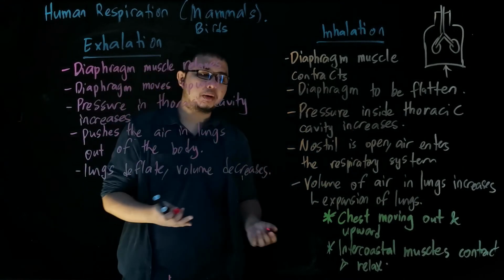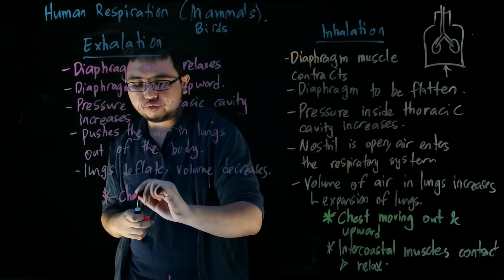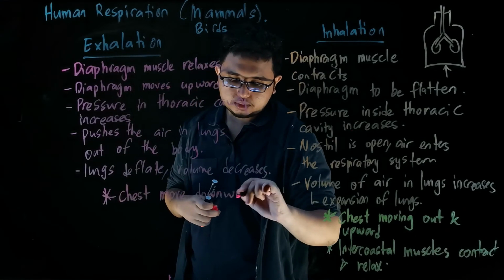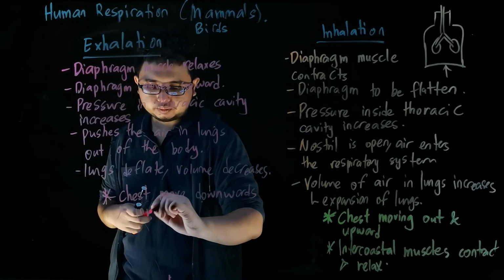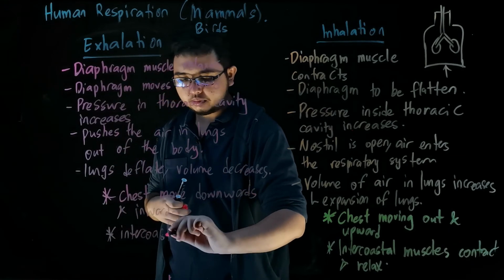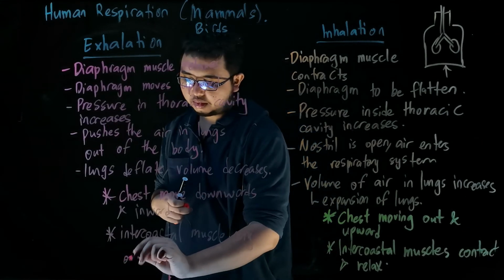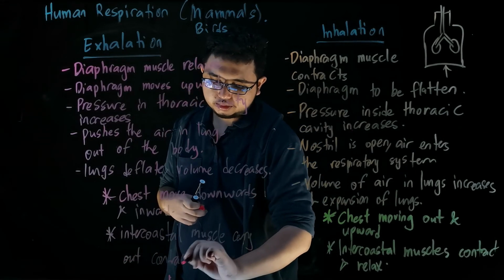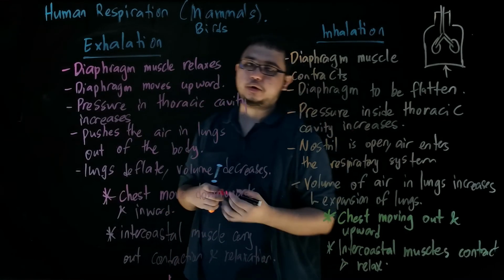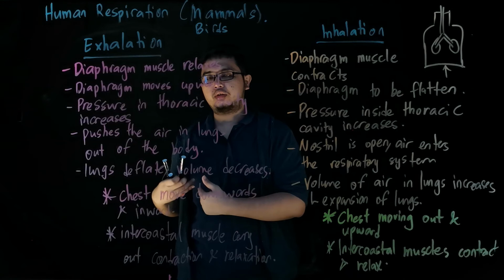Here, the same thing is happening. The chest, instead of moving upward and outward, moves downward and inward. And your intercostal muscle will carry out contraction and relaxation. Now, this is just a passage of air starting from your nose down to your trachea to the lungs.